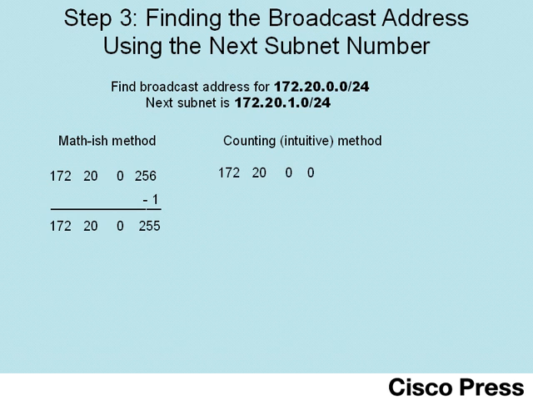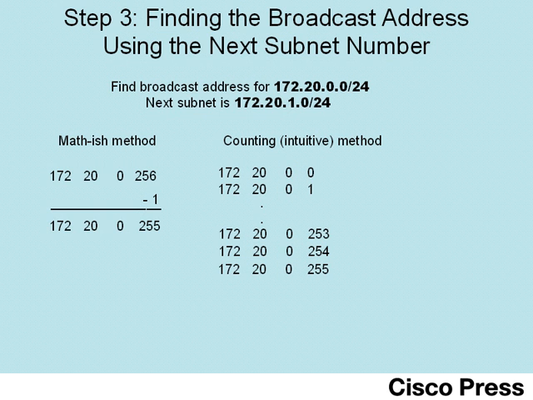For instance, here's the 0 subnet of 172.20.0.0, and the first IP address in the subnet is 172.20.0.1, and you keep adding 1 in the 4th octet. Now, if you keep that up, you'll eventually get to 172.20.0.253, 0.254, 172.20.0.255, and then when you add 1 in the 4th octet again, you'd have 256.